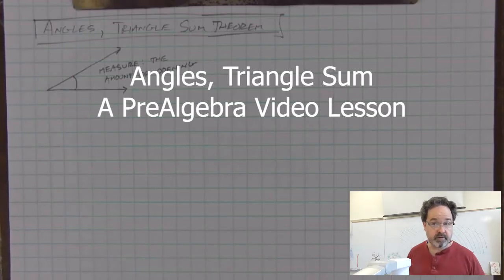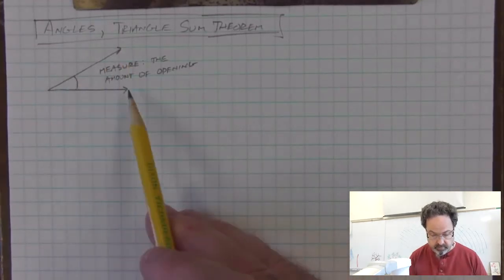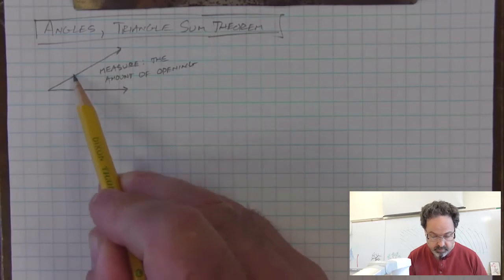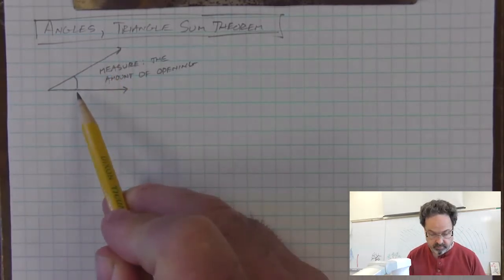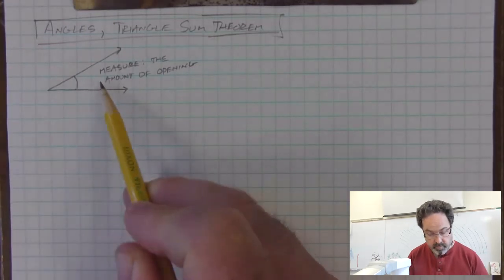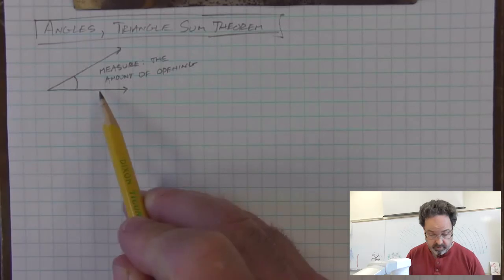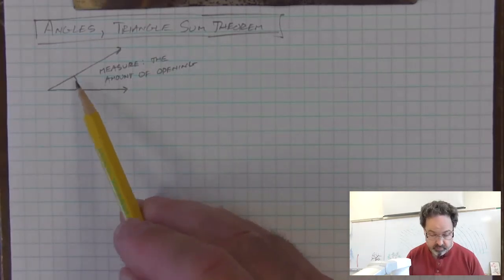VLSos here. This is a lesson on angles and the triangle sum theorem. I have an angle drawn here. I have an arc between the two lines or sides of this angle. And what we measure when we refer to an angle is the amount of opening between the two sides.